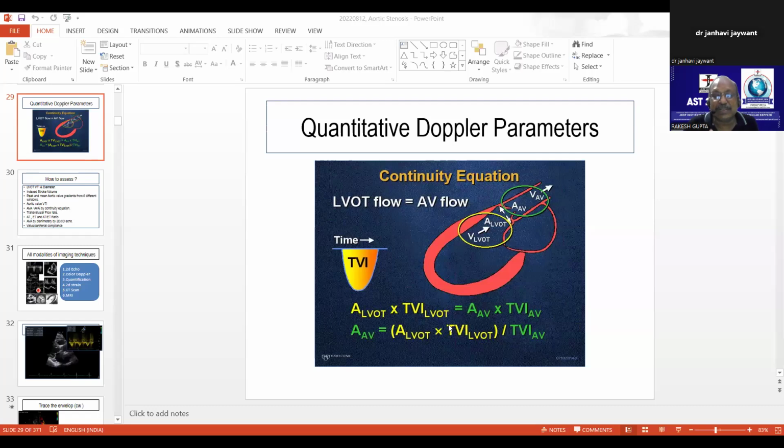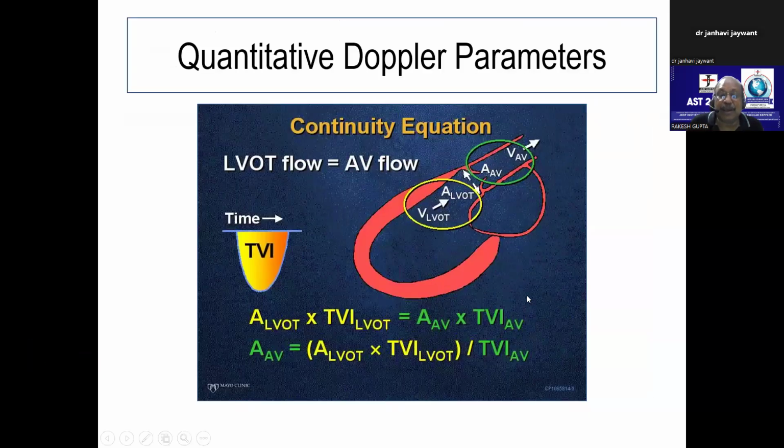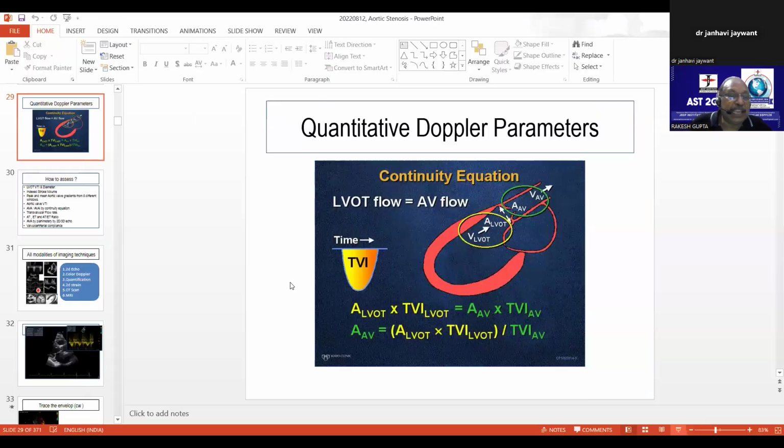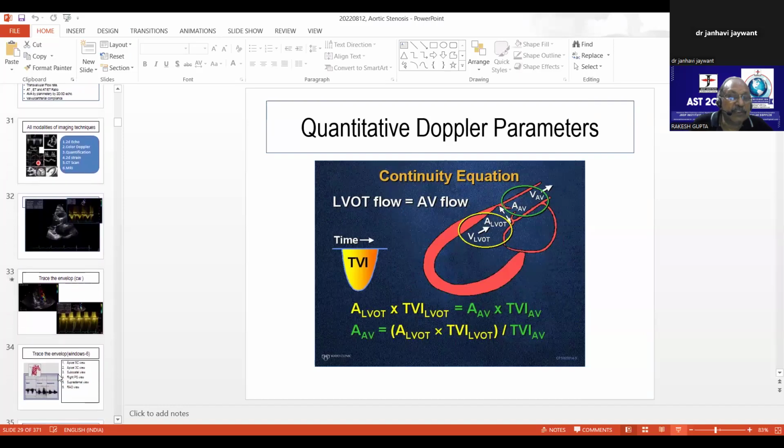So now at the same time, I'll tell you another important issue. Suppose I've got a severe MR. So I'll calculate a stroke volume across LVOT. I'll calculate a stroke volume across mitral valve. If I go to 4-chamber view and calculate the stroke volume across mitral valve and stroke volume, wait a minute.